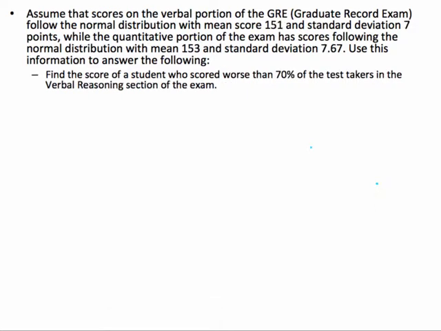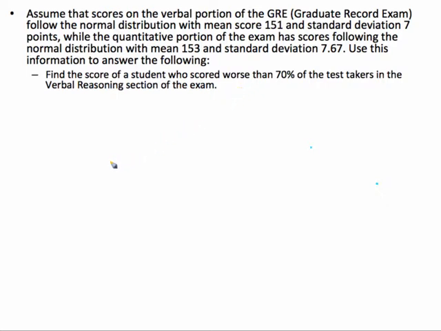Okay, so assume the scores in the verbal portion of the GRE exam have a mean score of 151 and a standard deviation of 7, and the quantitative portion of the exam has scores with a mean of 153 and a standard deviation of 7.67. Notice they changed up the values on our distribution, so make sure you take note of that. They say, find the verbal score that scored worse than 70% of the test takers in the verbal reasoning section of the exam.